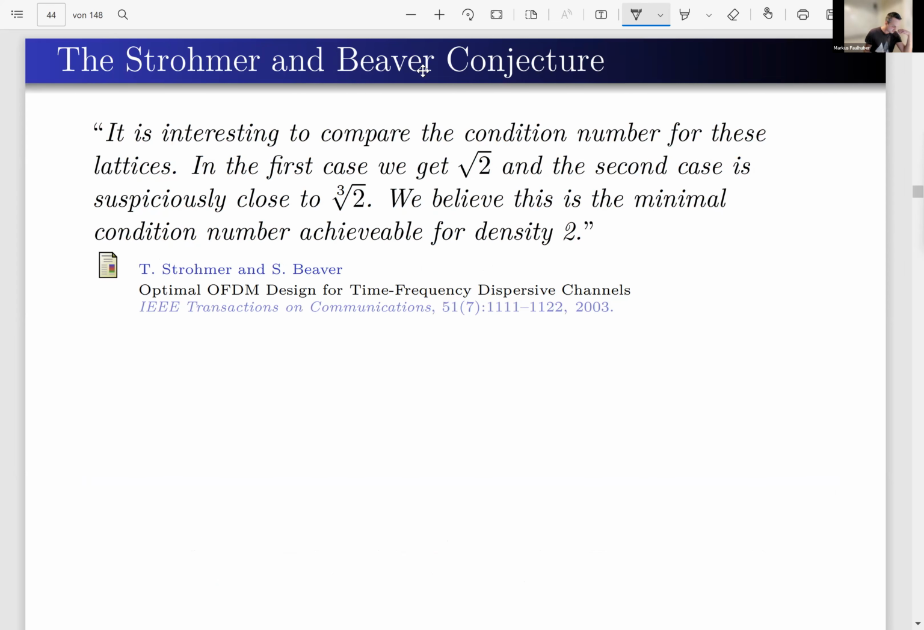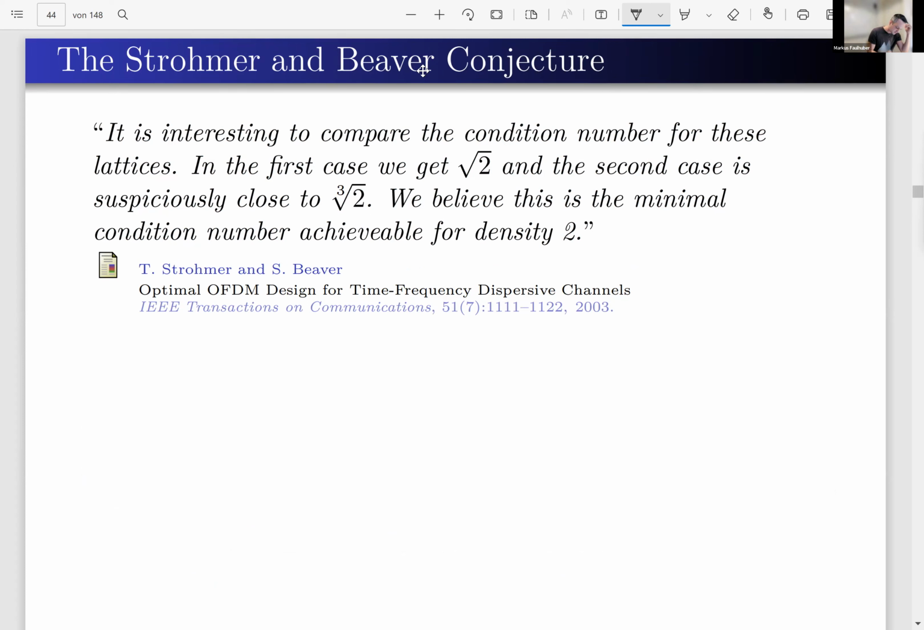What we also find in the article of Thomas and Scott is, they say it's interesting to compare the condition number for these two lattices. These two lattices are the square lattice of density 2. Sorry, I did not mention what density is, I described what the volume is. The density is just 1 over the volume, so the average number of points per unit volume.